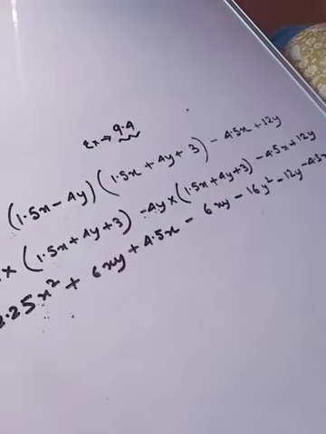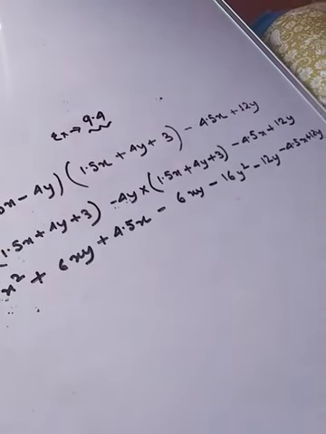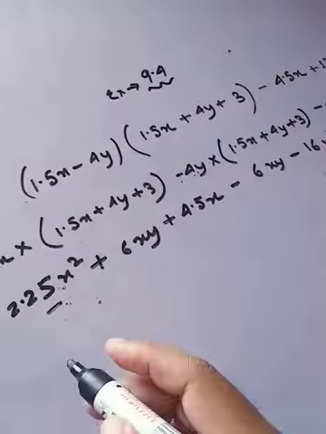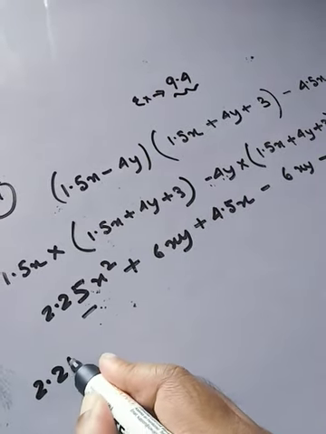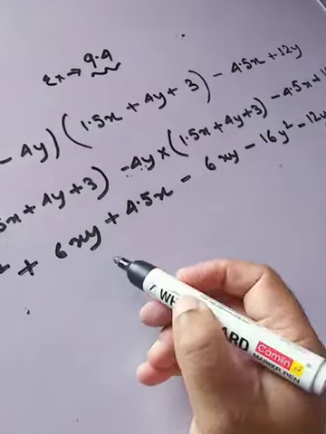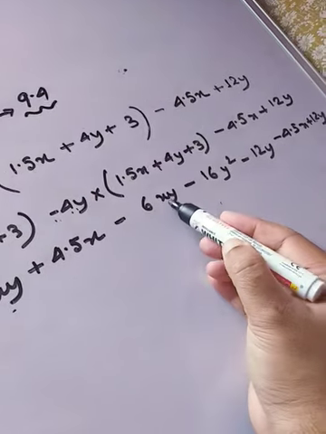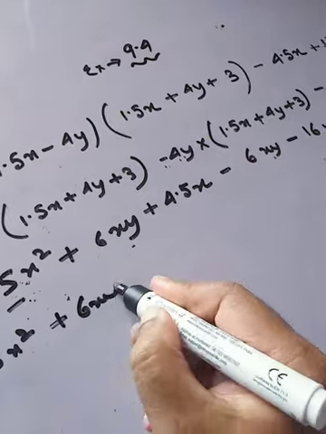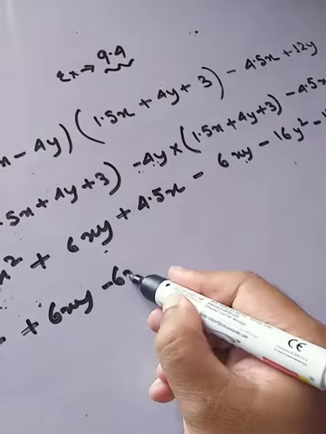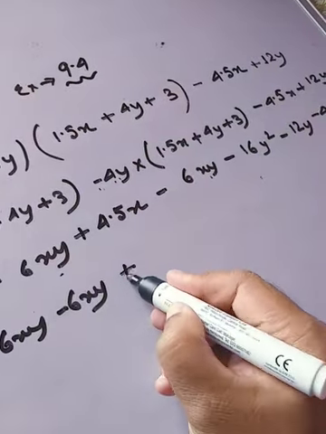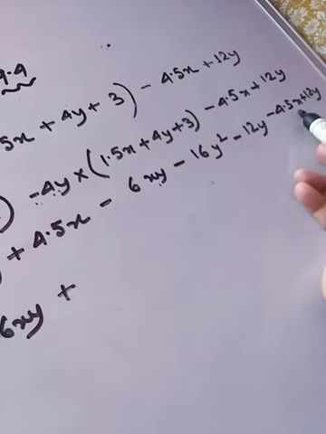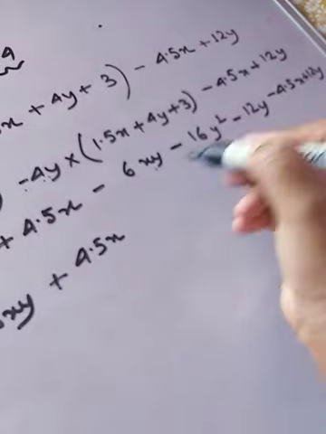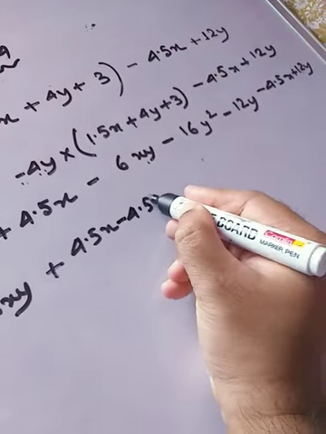Now we will bring all the like terms together. That is x square with x square. So there is no other x square in the expression, you see. So we will write it down: 2.25 x square. Now we will check whether there is any xy or not. xy, xy, only 2xy. So we will bring them together: 6xy minus 6xy. Is there any x? Yes. See, 4.5. So 4.5x here is minus 4.5x.